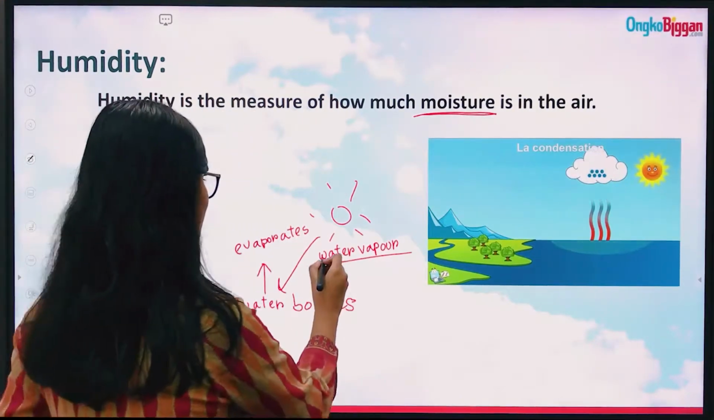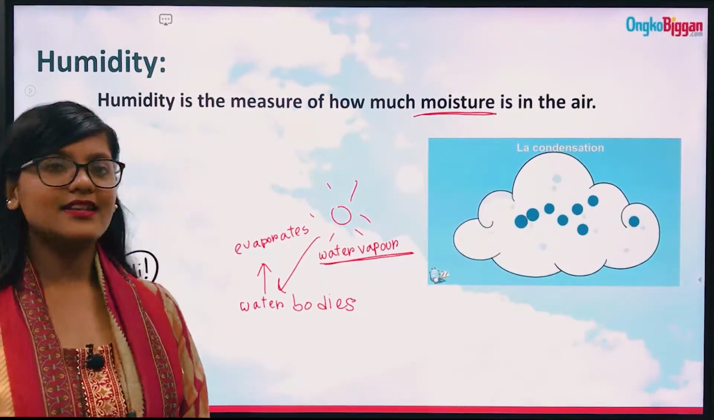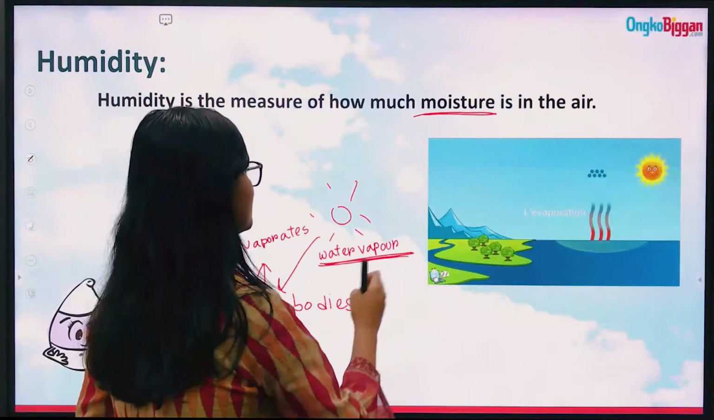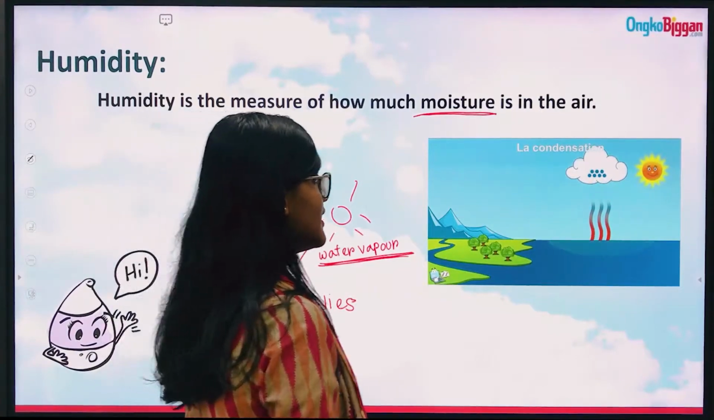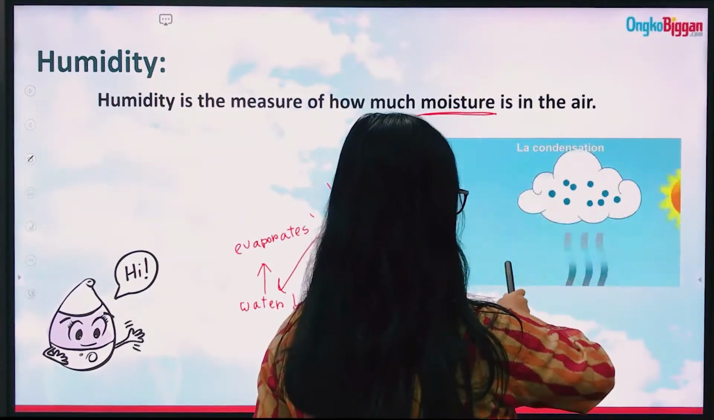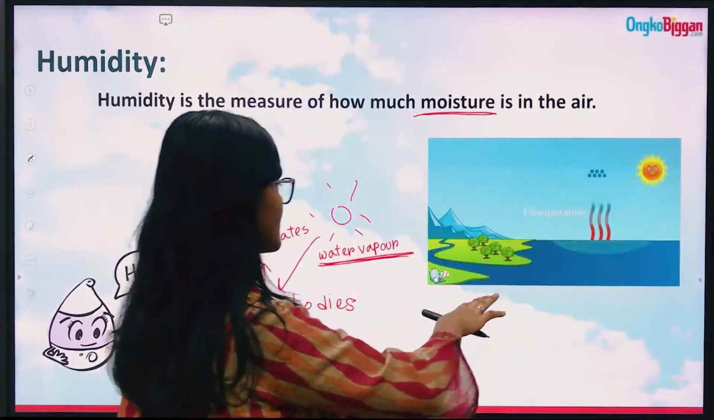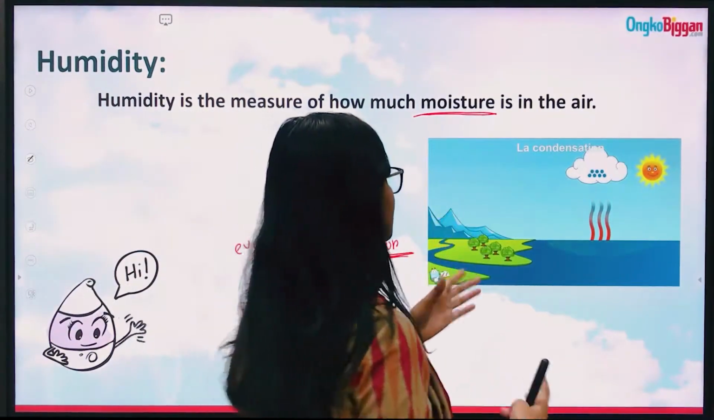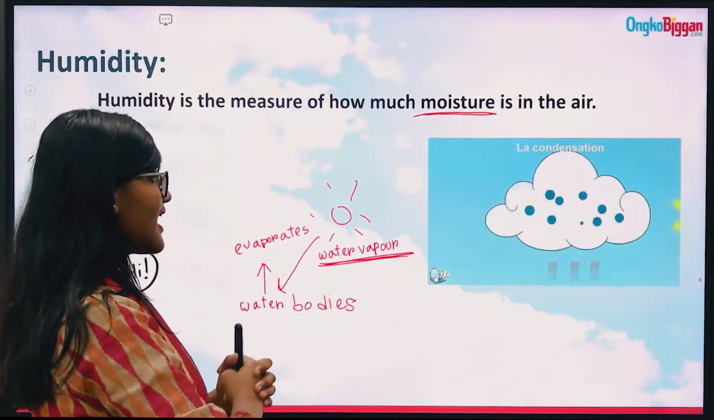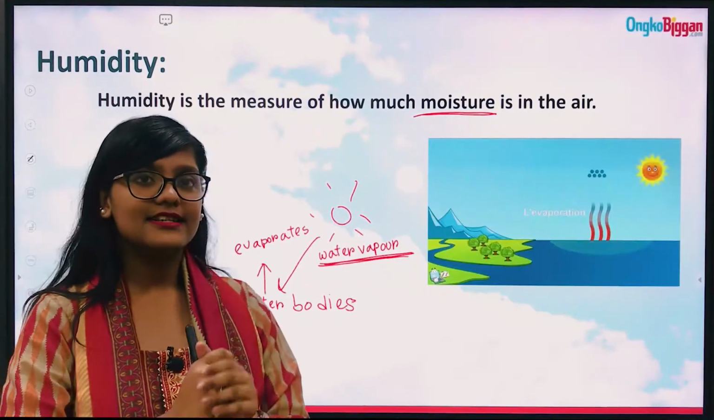So with the increase of the temperature of the sun, the water vapor in the air, that means the humidity, also increases. Here we can see from the picture that from the sun we get direct heat, and due to the heating of the sun on the water bodies, the water evaporates in the form of water vapor and accumulates in the atmosphere, and thus the amount of water vapor in the air determines the humidity level.